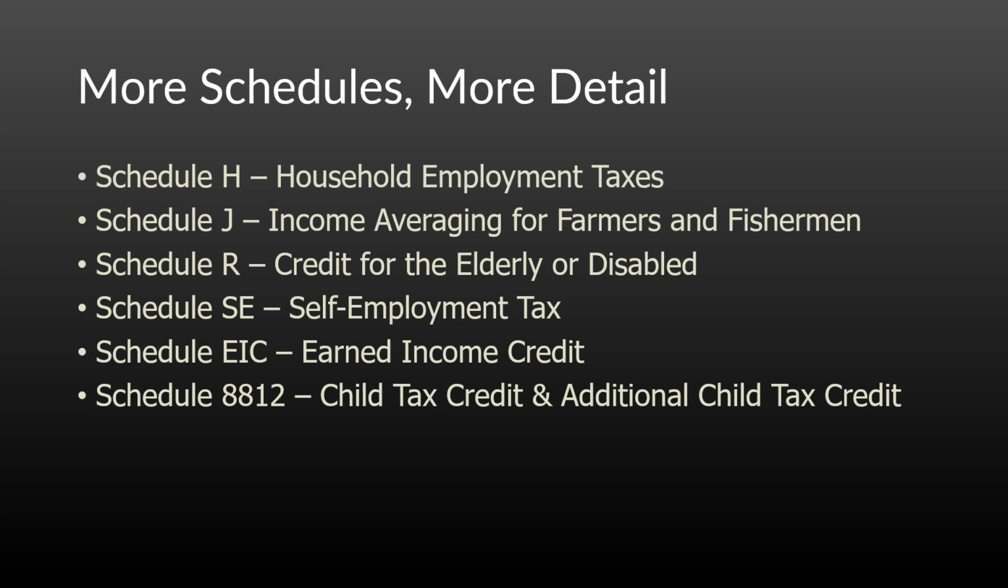Now, these are not to overwhelm you so much as to give you awareness of what is out there and the kinds of things that can be on a return. Many of these, for instance, Schedule H, are out of our scope, and so we're not concerned with learning about them right now. A couple of the ones that you will see are Schedule EIC for Earned Income Credit and Schedule 8812, the Child Tax Credit and Additional Child Tax Credit. And we will cover those schedules when we cover that topic in a later lesson.